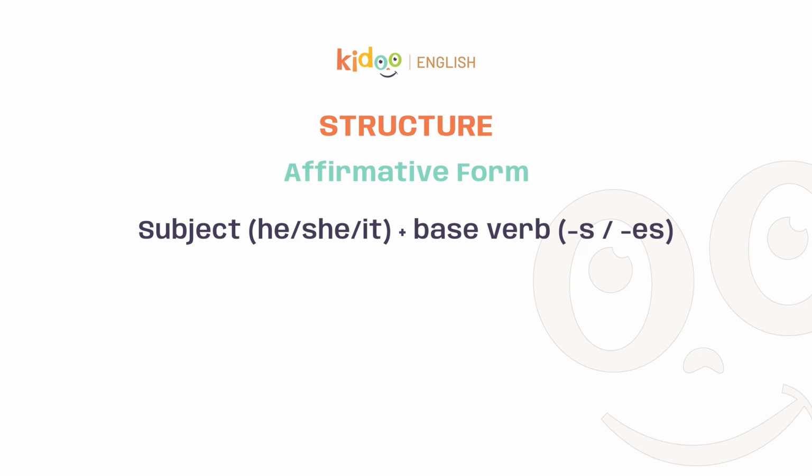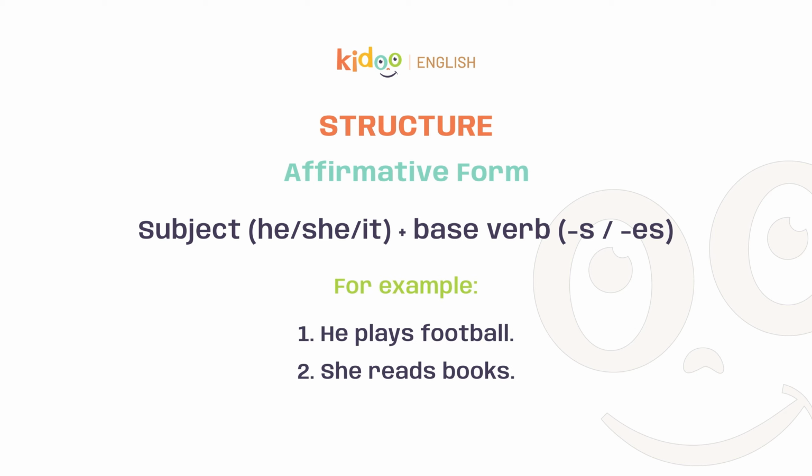However, when we're talking about third-person singular subjects like he, she, or it, the structure changes slightly. We add s or es to the base verb. He plays football. She reads books.